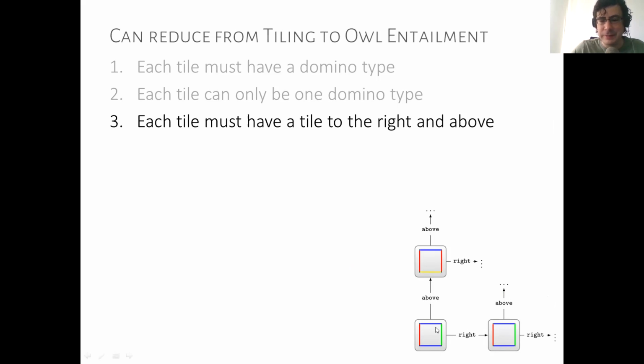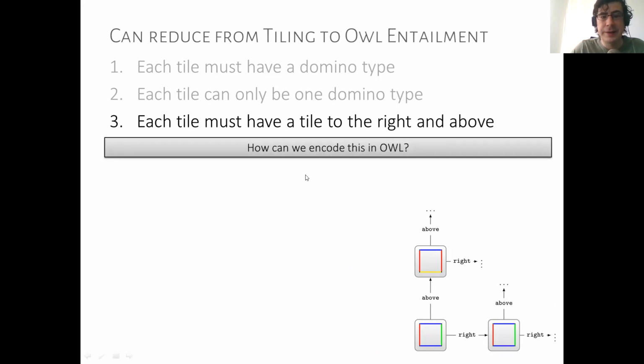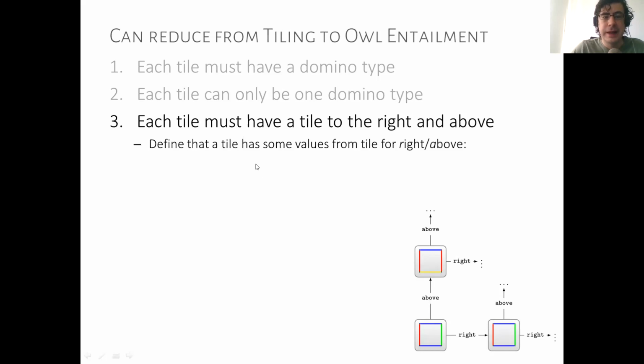And as we see, this is not exactly what we want yet because we have a yellow bottom tile above a blue top tile. So we still have more work to do, but this is a start, right? So how do we do this in OWL? We can do this by defining that a tile has some values from a tile for right and a tile for above. So essentially every tile has a tile to the right and a tile above. Okay, so here we use OR and A to abbreviate right and above.